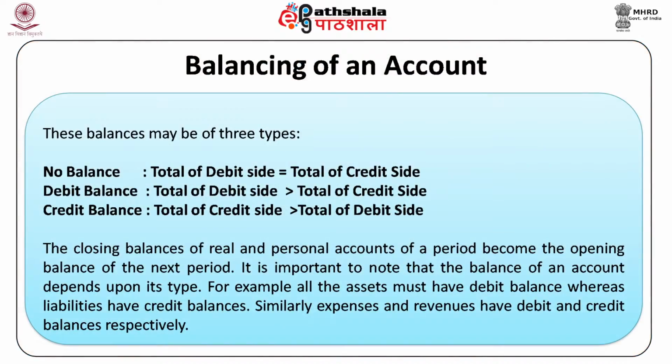These balances may be of 3 types. Number 1, no balance: total of debit side is equal to total of credit side. Debit balance: total of debit side is greater than total of credit side. Credit balance: total of credit side is greater than total of debit side. The closing balances of real and personal accounts of a period become the opening balances of the next period.